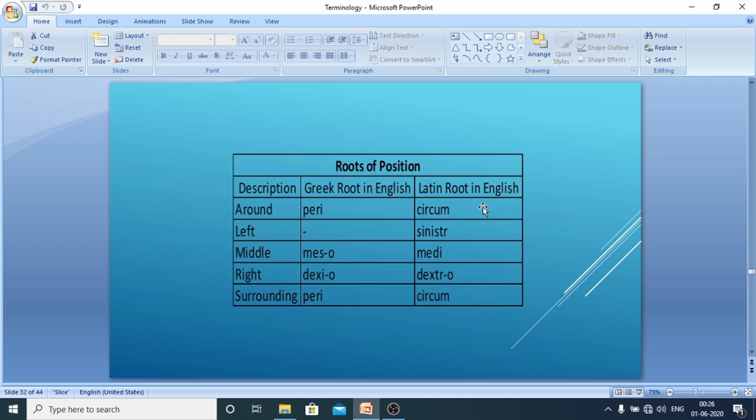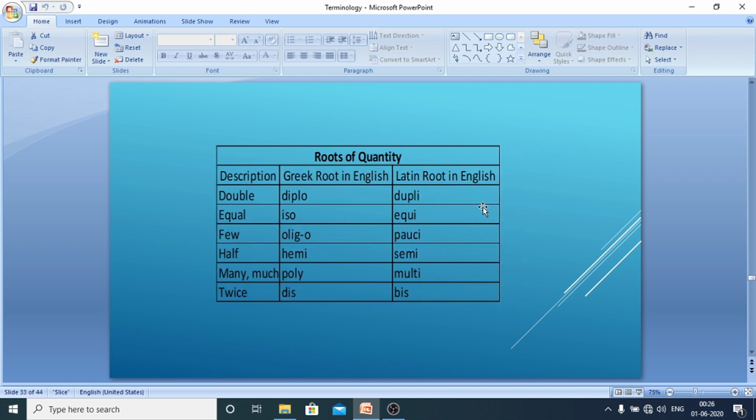Now the roots of position. Here we will go through the descriptions and the Greek and Latin root words of the roots of position. Around: peri, circum. Middle: meso, medi. Right: dextio, dextro. Roots of quantity. Here also we will go through the Greek and Latin root words and their descriptions. Double: diplo, dupli. Equal: iso, equi. Half: hemi, semi.